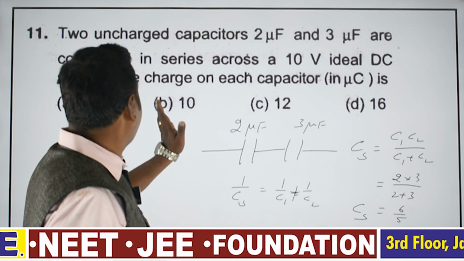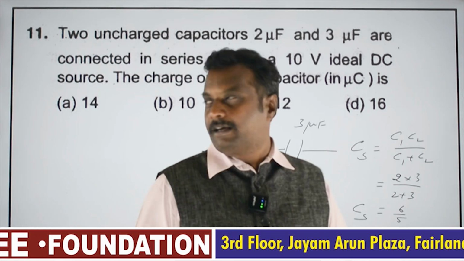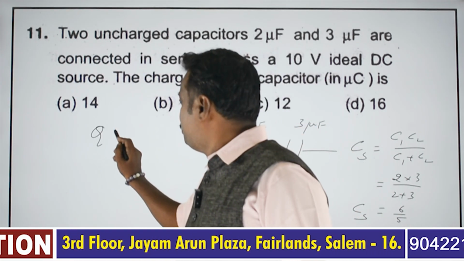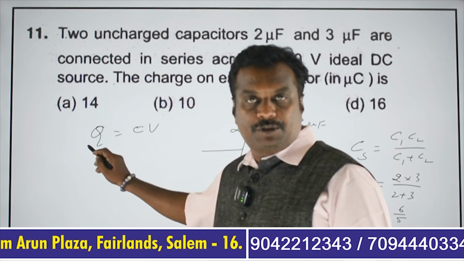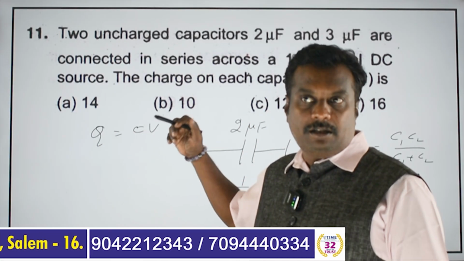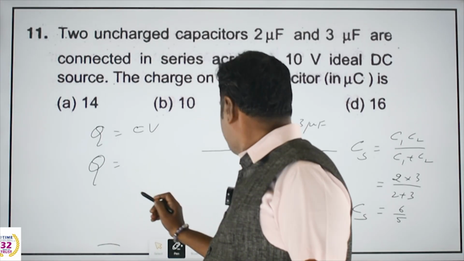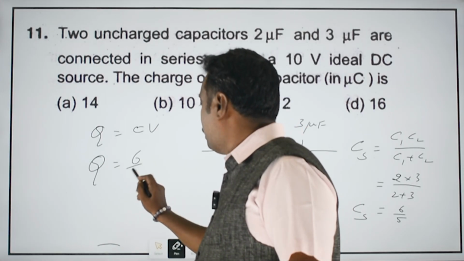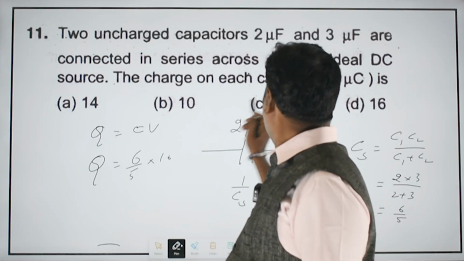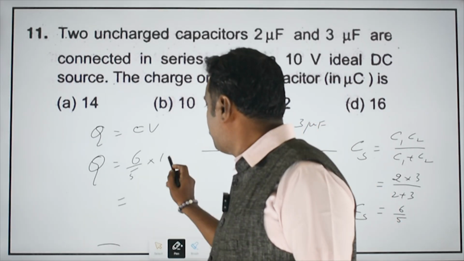ஆனா அவங்க கேட்டிருக்கிறது என்ன அப்படின்னா சார்ஜ் ஆன் ஈச் கெப்பாசிட்டர் அப்படின்னு கேட்கறாங்க. ஸோ சார்ஜ்க்கு என்ன ஃபார்முலா? Q is equal to CV, where Q is your charge, C is your capacitance, and V is your voltage. Now Q is equal to C. C's value is 6 by 5, and voltage is 10. இல்லையா 10. So our answer will be 5.